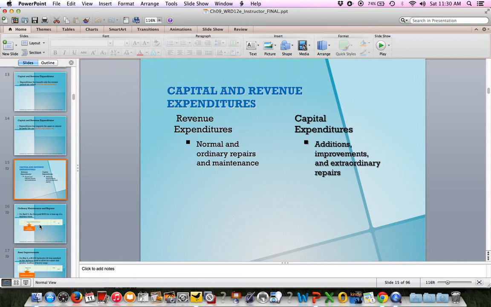Different than a capital expenditure where we might spend some money to, if the engine blows and we have to repair that, and we extend the useful life of our building or of our van now, that might be extraordinary repair or some kind of an improvement that will add to the additional useful life of the asset that we then capitalize it. So revenue expenditure benefits the current accounting period. Capital will benefit potentially future accounting periods.